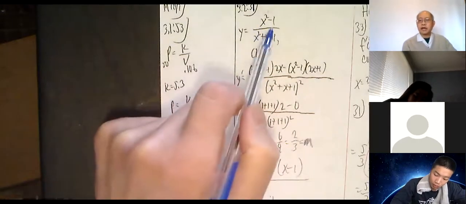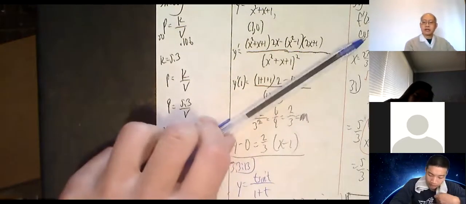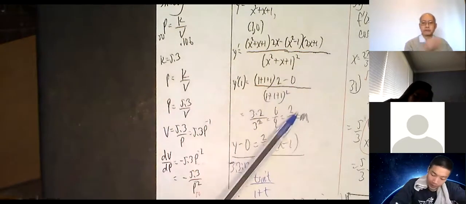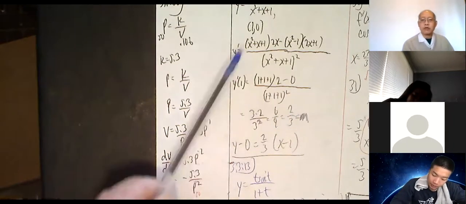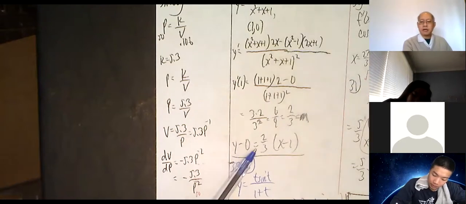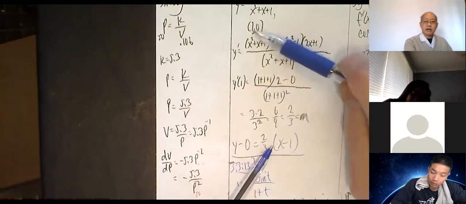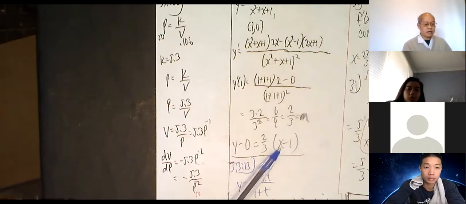Whatever this graph looks like at the point 1, 0, the slope of the tangent line, right, is going to be 2/3. All right, and then point slope form. y minus y1 equals m, 2/3, times x minus x1, x minus 1. Stop. You can just forget about it after that.